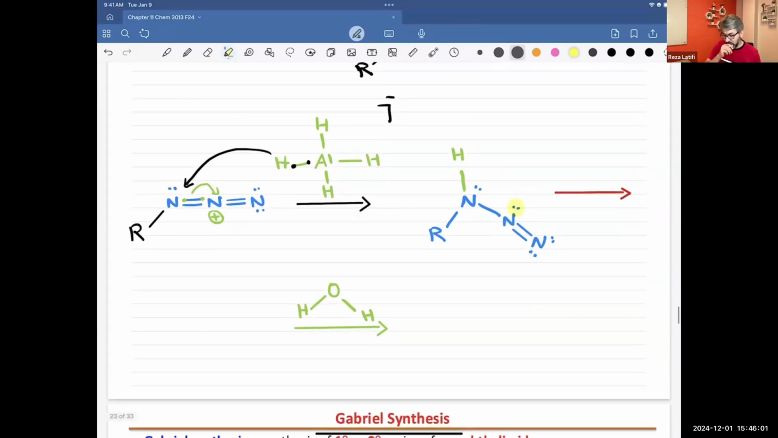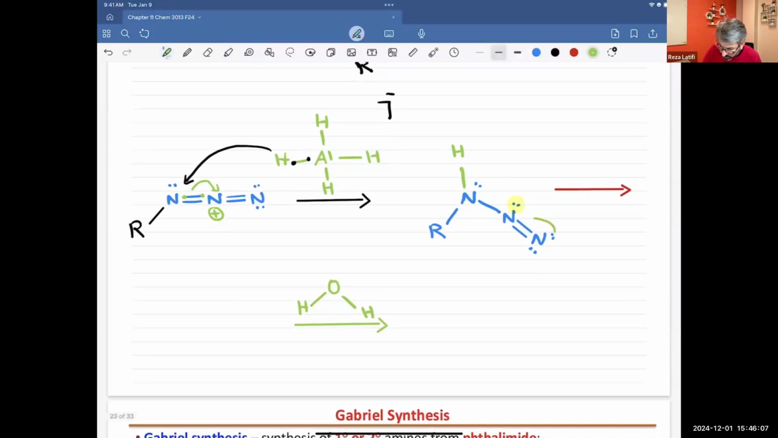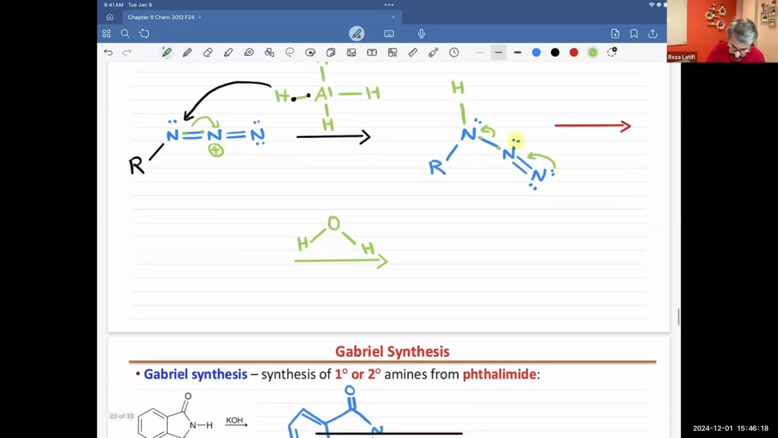Next step, forgive me, next step, we can do a rearrangement. Say this lone pair, we're going to share it with the second nitrogen, and the terminal nitrogen is going to take those two electrons, and it will turn into such a species: R attached to nitrogen. Nitrogen already has a lone pair, attached to hydrogen, and now it's going to have another lone pair. Plus N2, and this one will leave as N2 gas.